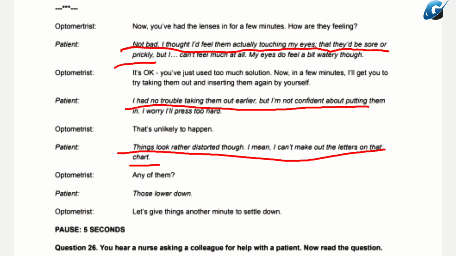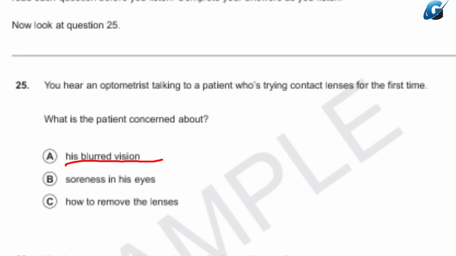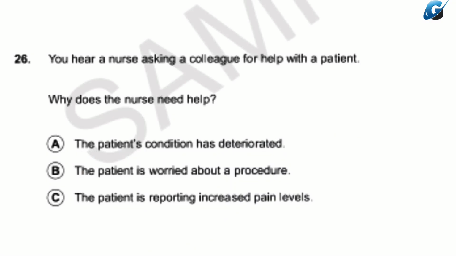So the correct answer is option A, his blurred vision. That is the correct answer. Question 26. You hear a nurse asking a colleague for help with a patient. Now read the question.